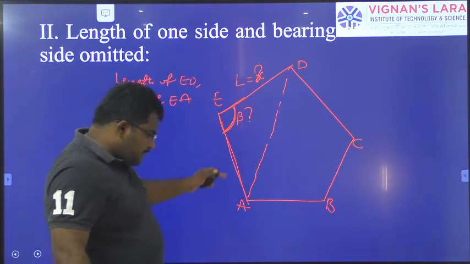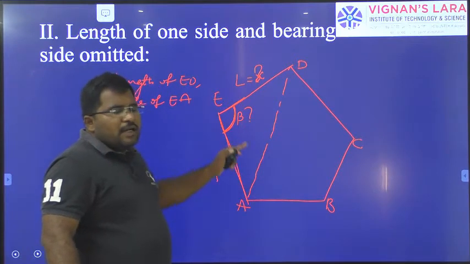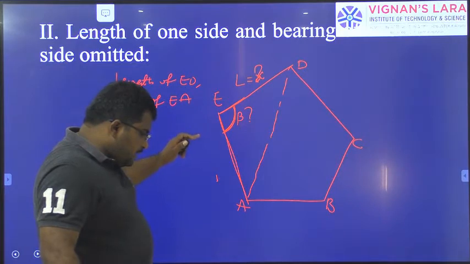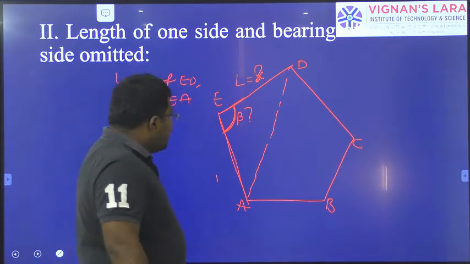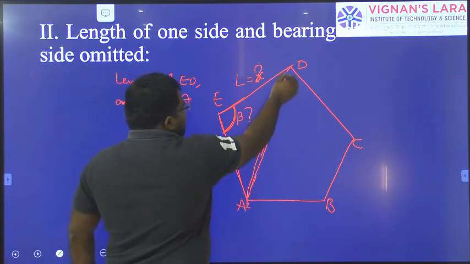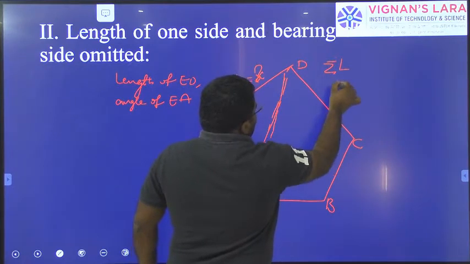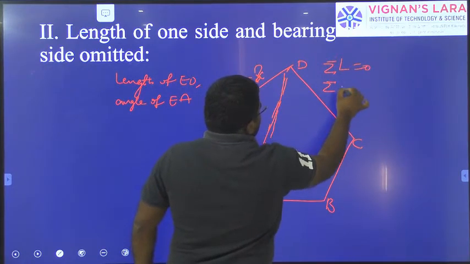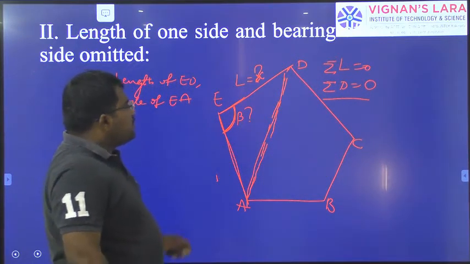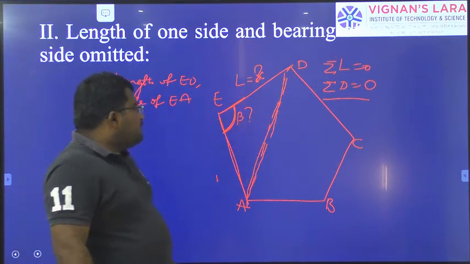Closed traverse of ABCD, right? So the quantities are also known. Every value, length, departure, everything we know here, right? Thus the length and bearing of DA can be calculated. This is the unknown value. So this DA length as well as the angle will be calculated by summing: sigma L equals 0, latitude equals 0, sigma D equals 0, as we discussed in case 1, okay? So we are going to determine this value.